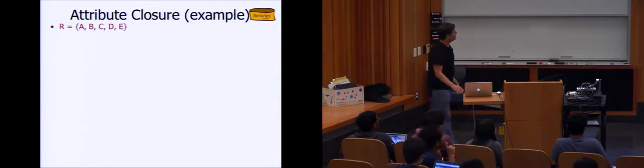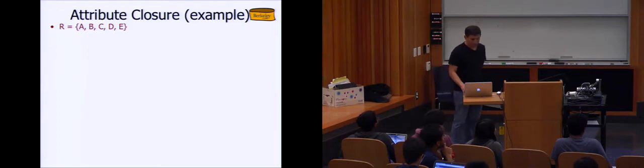All right, so let's look at an example. Here's the relation R. It's got five attributes, A, B, C, D, and E. It's a very inspiring relation. Matches a lot of real-world scenarios.